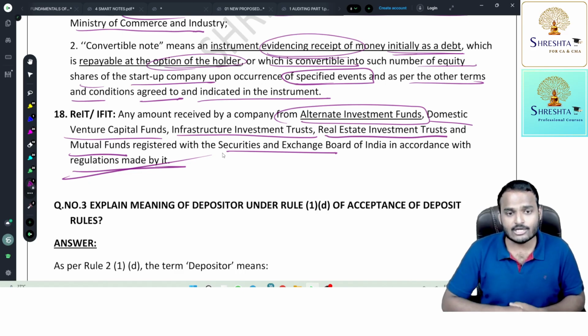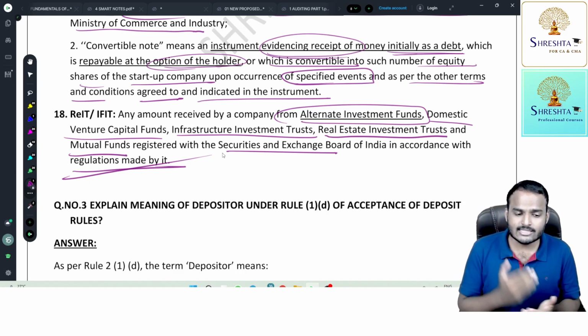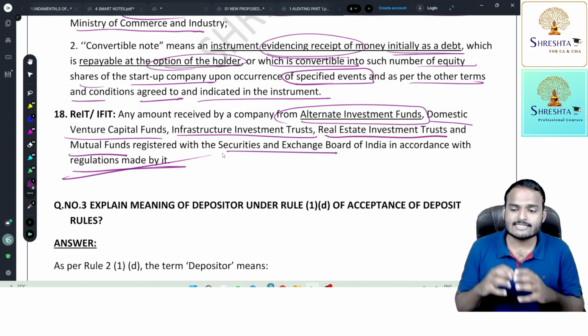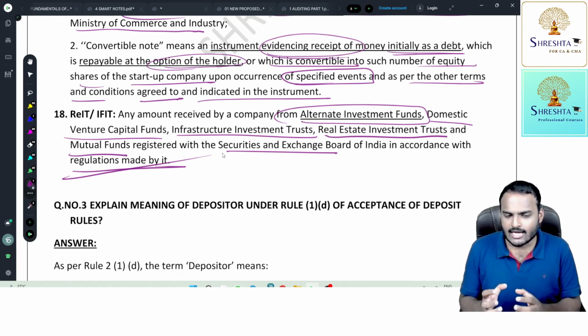In the next lecture, we are going to discuss who is a depositor, to what extent a company can accept deposits, and what procedural formalities are to be fulfilled in accepting deposits. All this we will discuss in the next class.